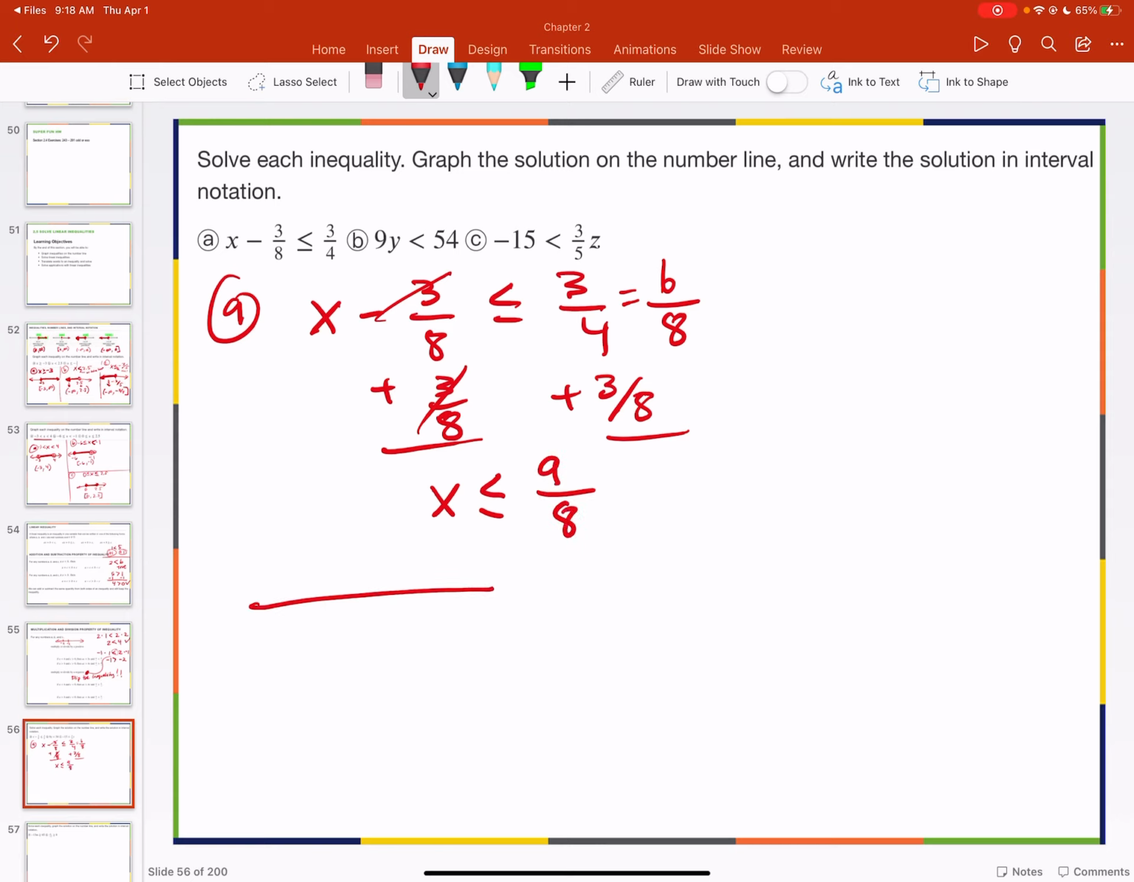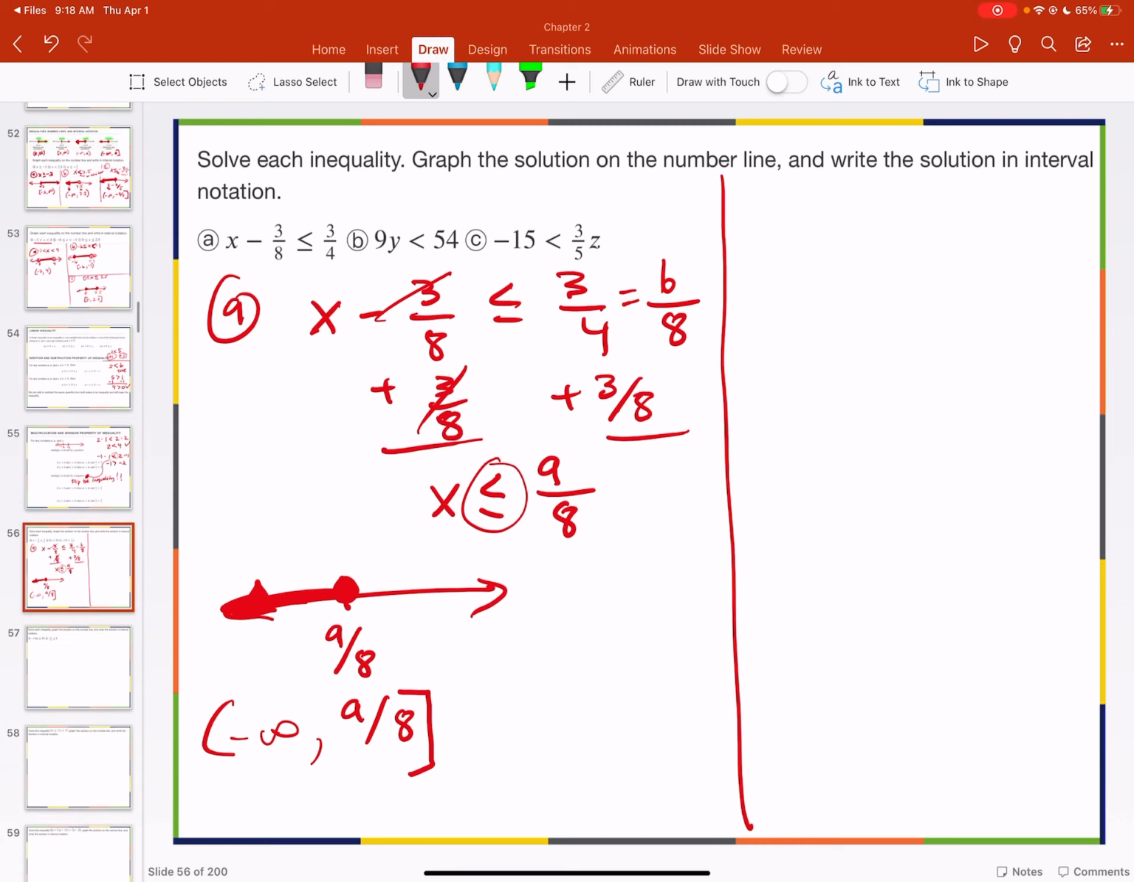Okay, so graph on the number line. Graphing is very easy. You just have to put the point there, 9/8. Now it's less than or equal to, so you're highlighting the point and then shading to the left. Interval notation, negative infinity, comma, 9/8, include that point. Okay, so that's this one. Let's do a couple more.